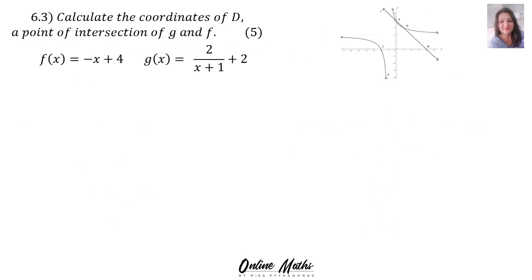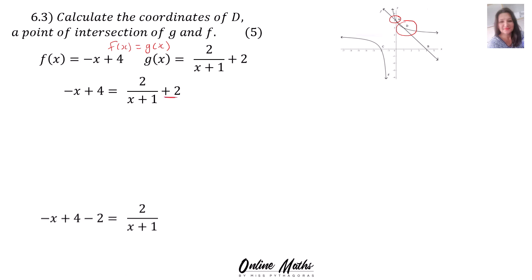6.3 wants us to calculate the coordinates of D, a point of intersection of g and f. So if you go to the graph, you will see that indeed there's two points of intersection there at A, and then we want D's coordinate. So now this is why we teach you how to do simultaneous equations in grade 11 so that we can answer this question. What we will do is we will say equate f and g. That's how we're going to do the simultaneous equation. Therefore, minus x plus 4 is equal to 2 over x plus 1 plus 2. And then we will just solve this equation.